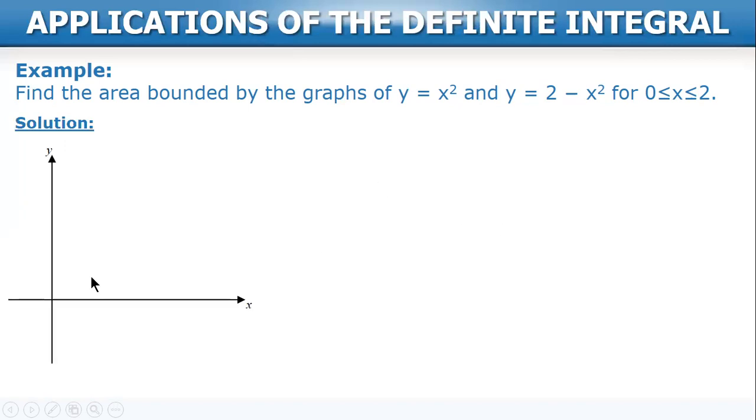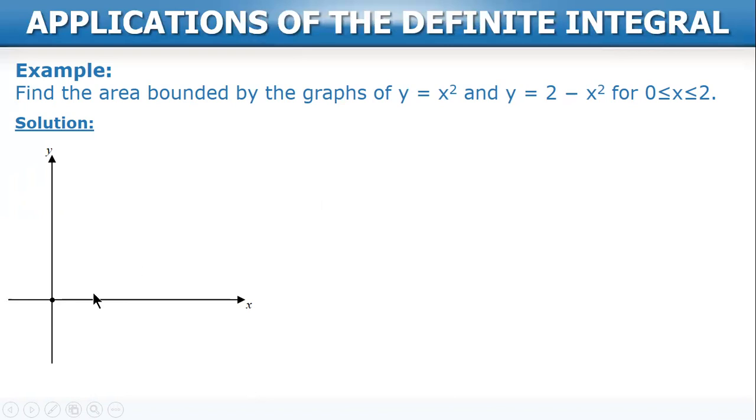So first is sketch the graph. For this graph, y equal to x squared, it's a parabola opening upward and the vertex is at the origin. When x is 0, y is 0. And when x is 1, y equals 1. When x is 2, y equals 4. So that's the first quadrant. In the second quadrant, when x is negative 1, y is 1.